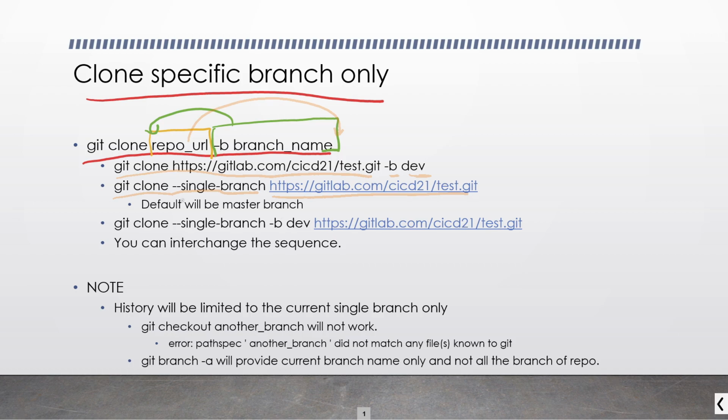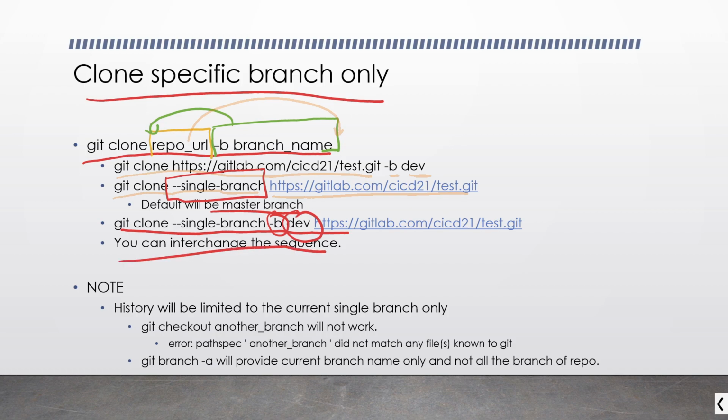In the case of this particular command, --single-branch, it will clone the master branch by default. In case you want to change the master branch to some other branch, you need to utilize this command: git clone --single-branch -b dev remote repository URL. So this -b again is for the single branch only, and dev is the branch name.